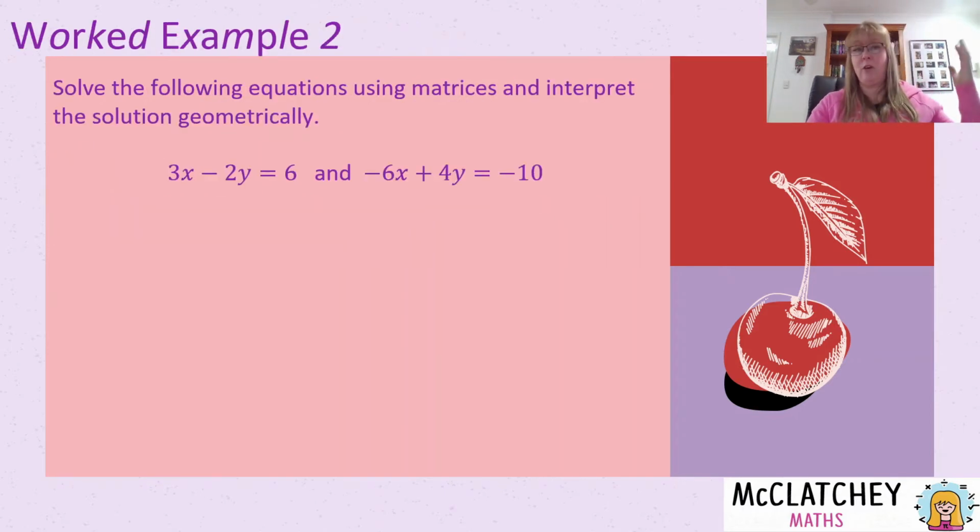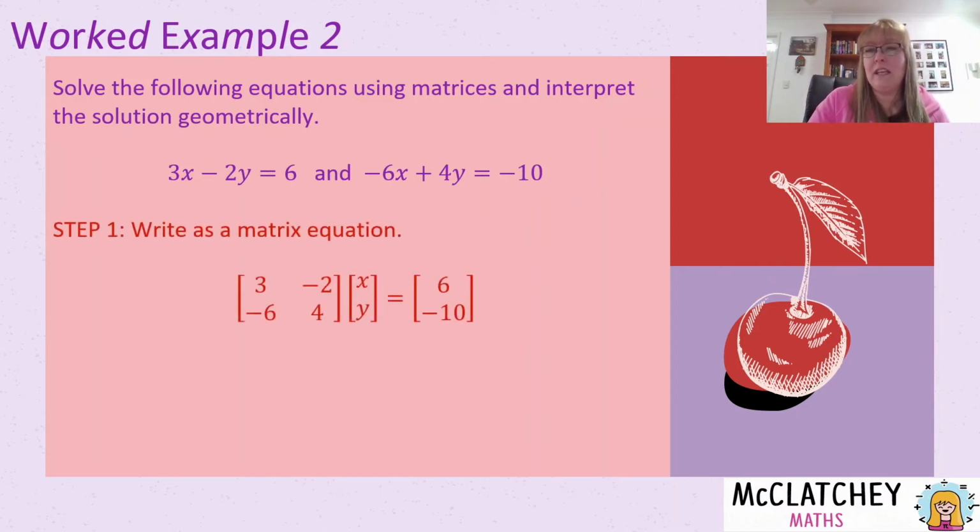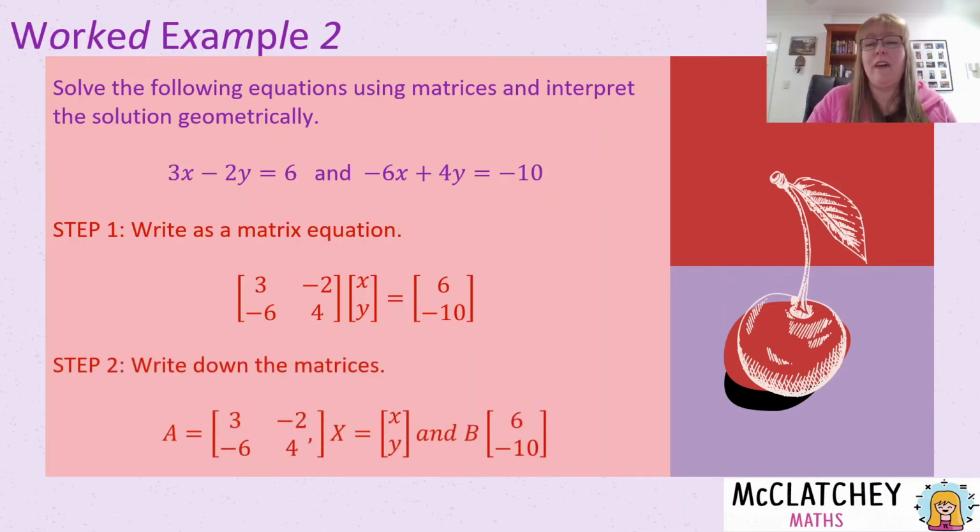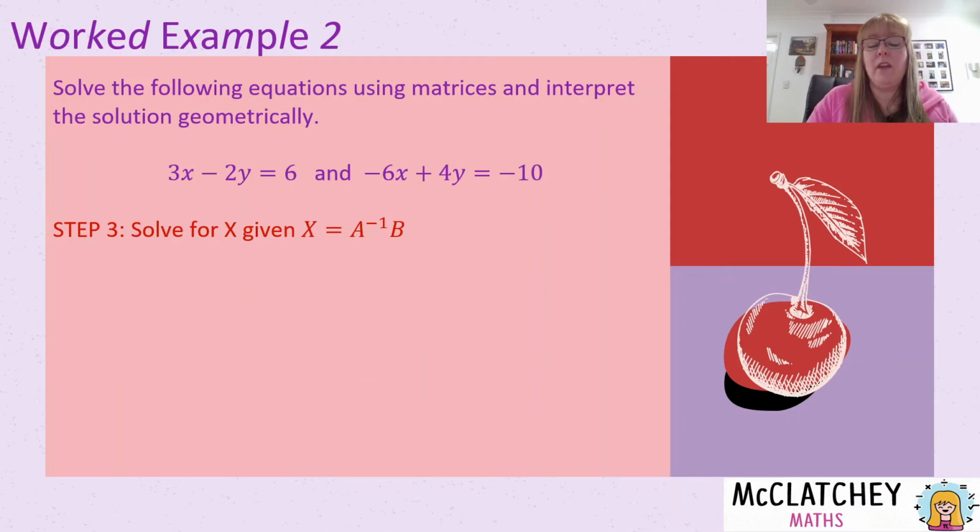Okay, so let's solve now and interpret using our geometric interpretation that we've just talked about. So I've got two equations here, and firstly we'll start off by solving it using matrices, just like we've done in worked example 1. I'm going to move through this example a little bit quicker because now you know the process. So we've set that up into our forms of A, X, and B, and we are going to go on and solve now for X by finding the determinant of matrix A.